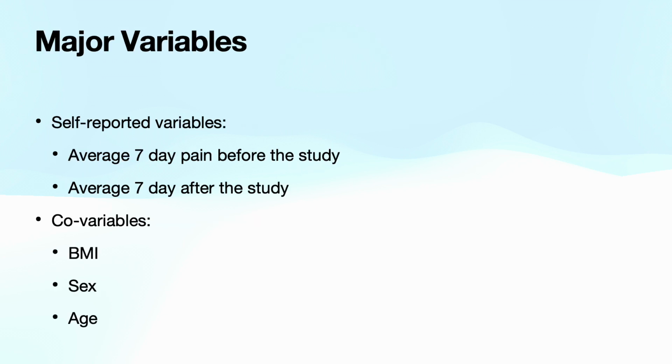So, what major variables did we end up using in our study? We used self-reported variables, which included average 7-day pain before the study and average 7-day pain after the study. Also, we used BMI, sex, and age as covariates. To determine the success of the exercise intervention, the statuses of resolver and non-resolver were assigned to participants based on their 7-day pain intensity score.